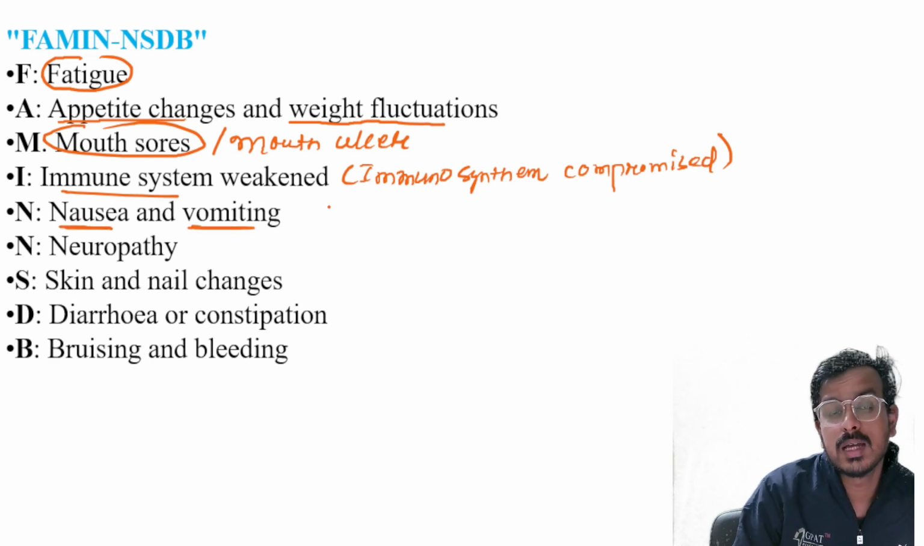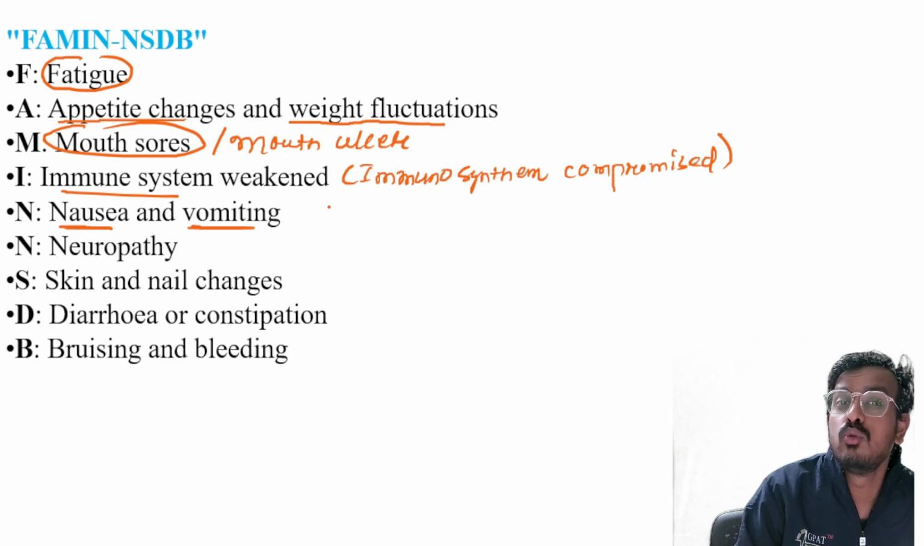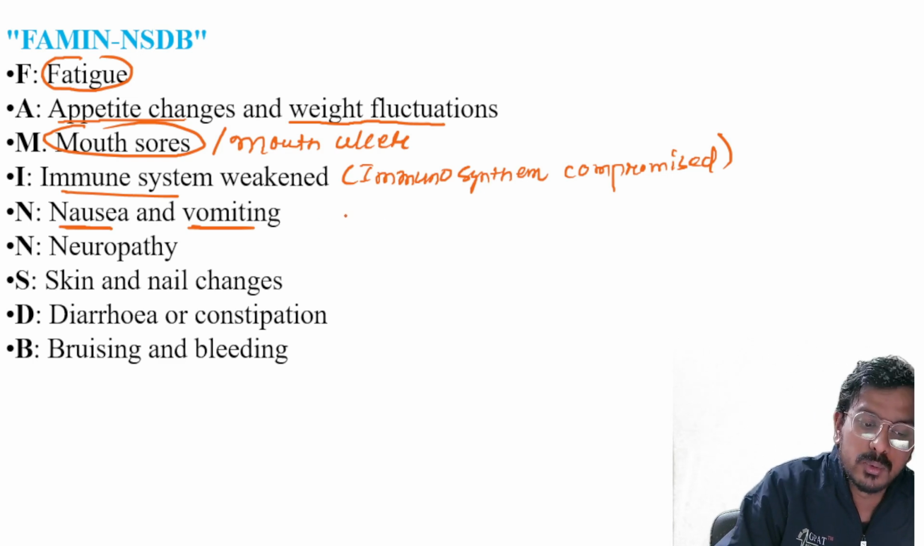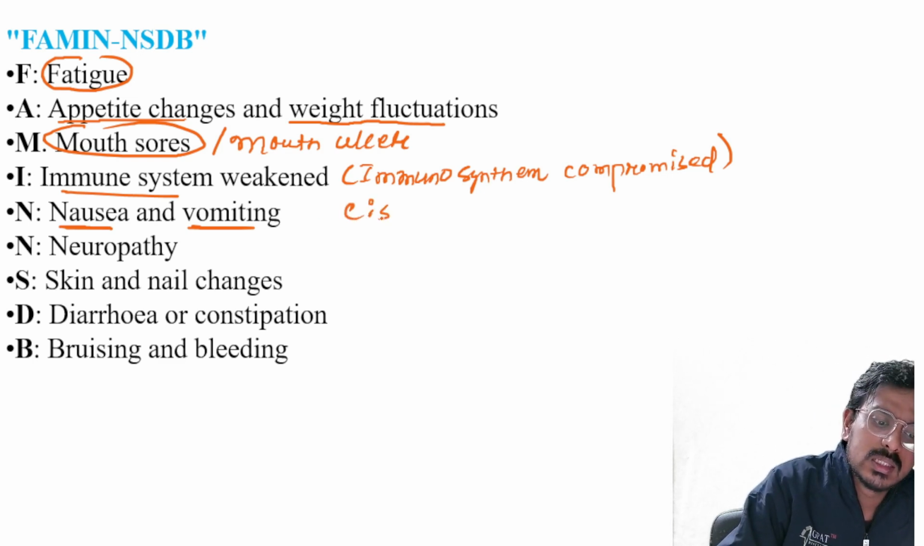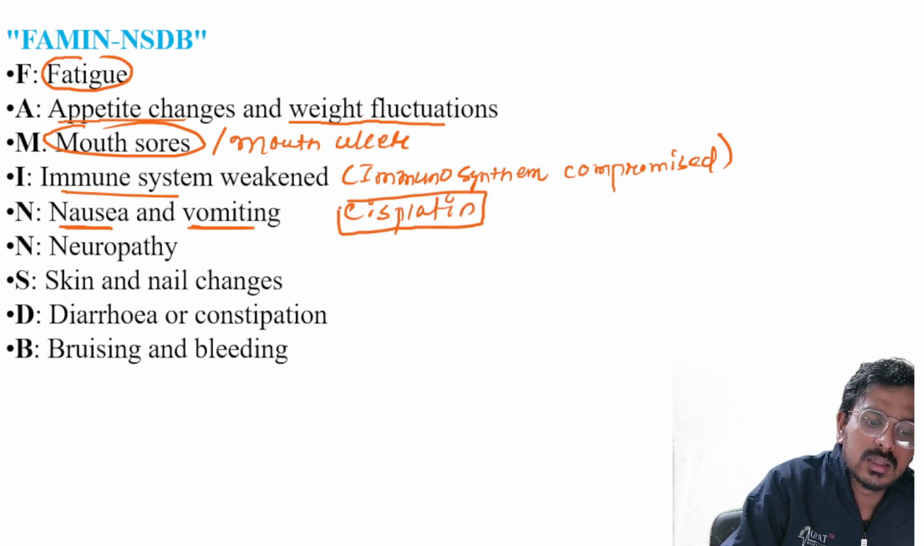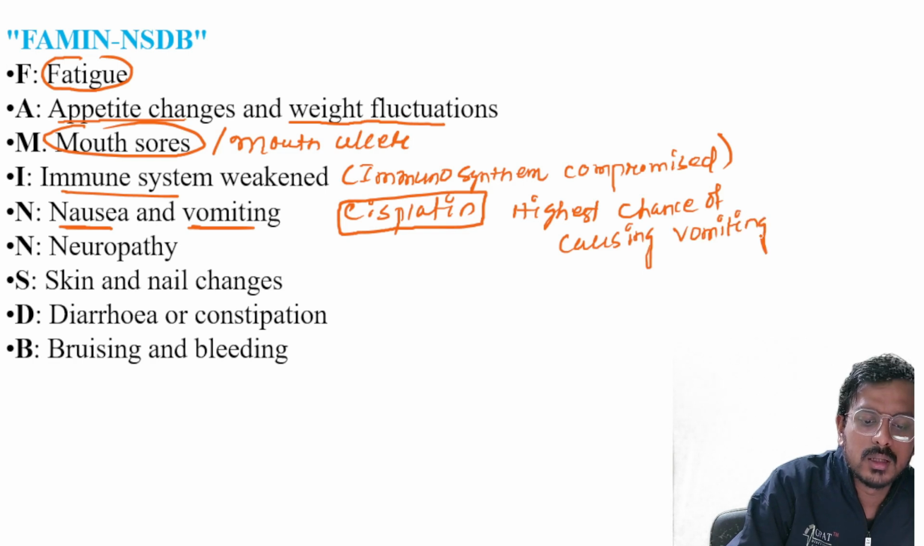One question that was asked is which anti-cancer drug causes the most nausea. This is one important question. The drug name is cisplatin. Please remember, it is a very important question. Cisplatin is the anti-cancer drug with the highest chance of causing vomiting.